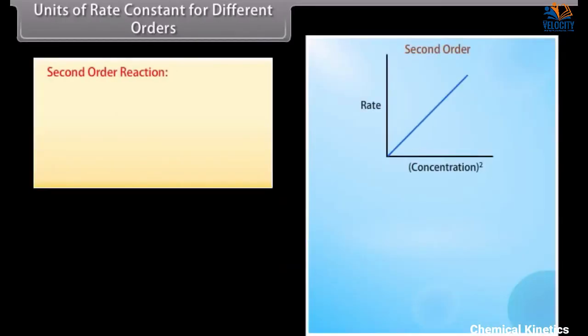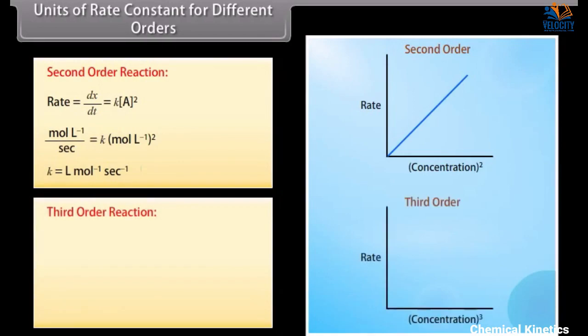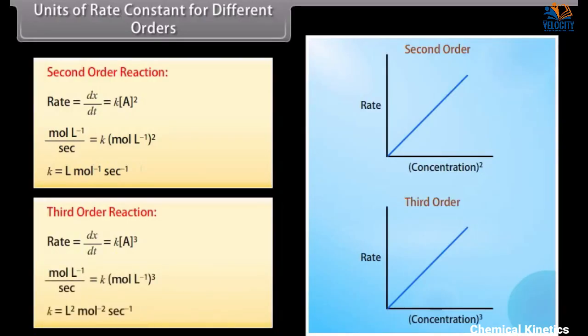Second-order reaction. Rate is equal to dx by dt, which is equal to the product of K and A raised to the power 2. Thus, the units of rate constant for second-order reaction are liter per mole per second. Third-order reaction. Rate is equal to dx by dt, which is equal to the product of K and A raised to the power 3. Thus, the units of rate constant for third-order reaction are liter square per mole square per second.